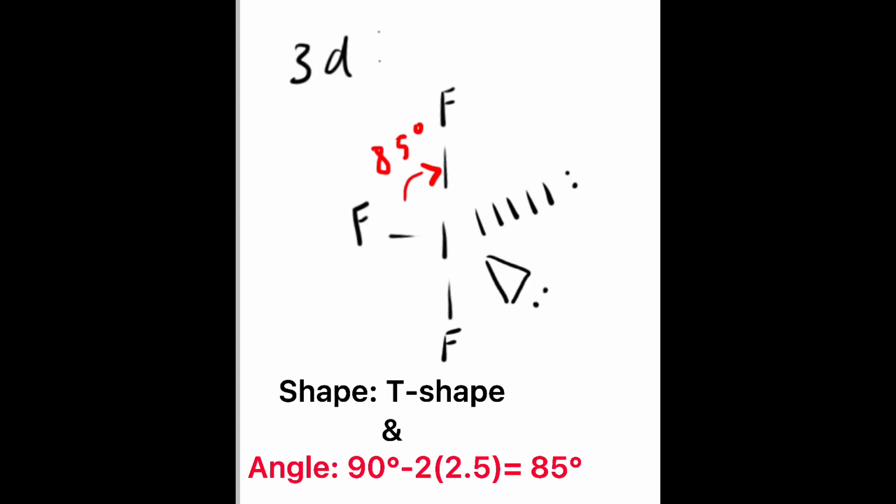Now when I determine my shape, I know that this is going to be T-shape, like I said before, because the bonds are in the shape of a T, and we can't see the lone pairs. And for my angle, we have 90 degrees, take away 2.5 times 2, because we have 2 lone pairs, which is going to equal 85 degrees.